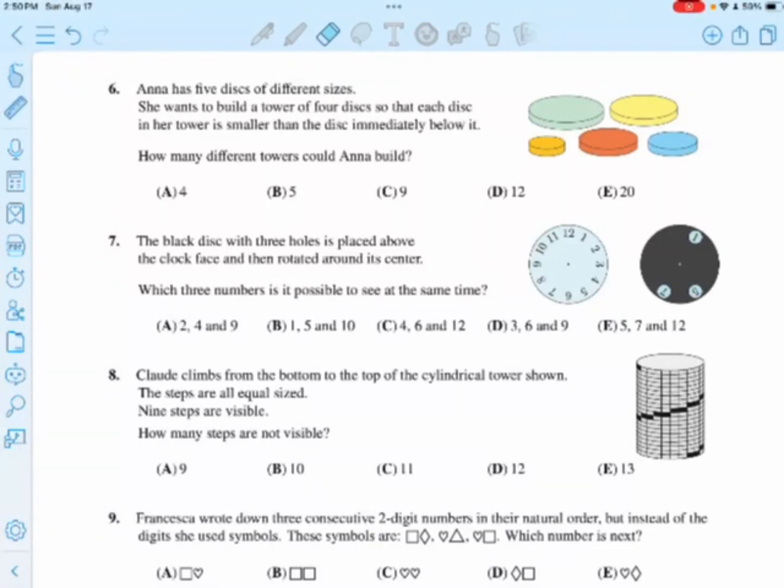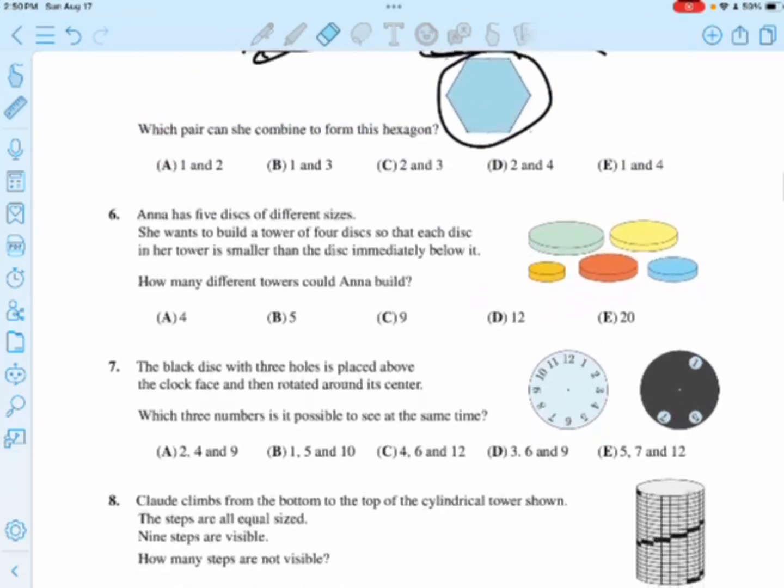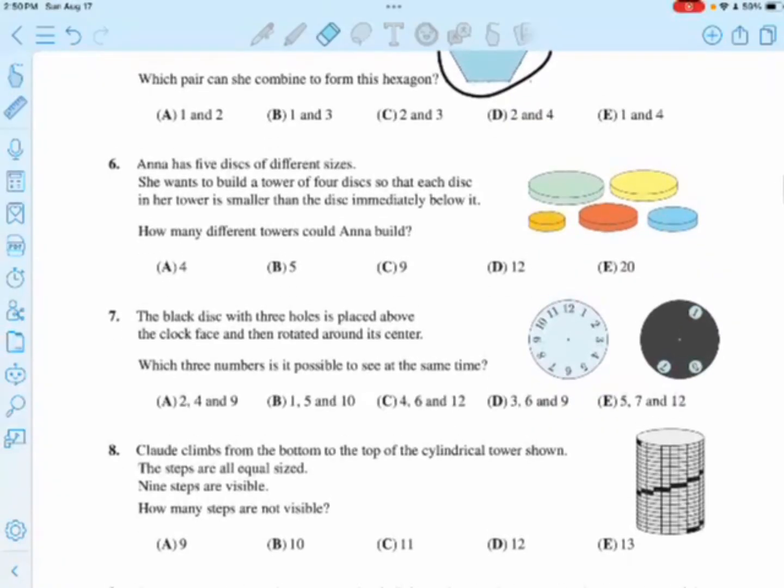In question 6, it says, Anna has 5 discs of different sizes. She wants to build a tower of 4 discs so that each disc in her tower is smaller than the disc immediately below it. How many different towers could Anna build? So we just have to make some groups.